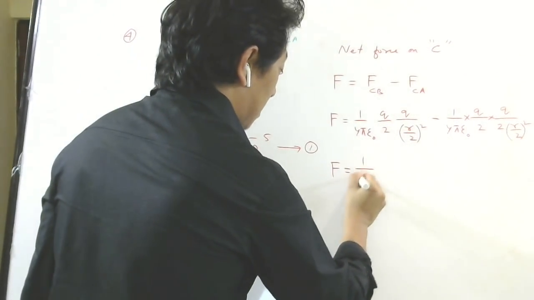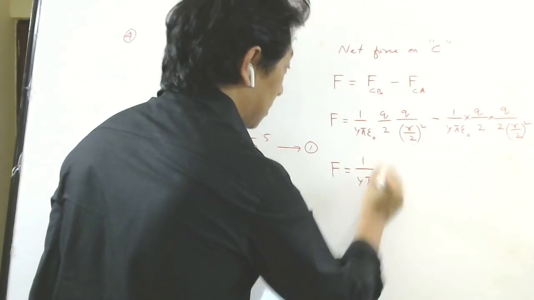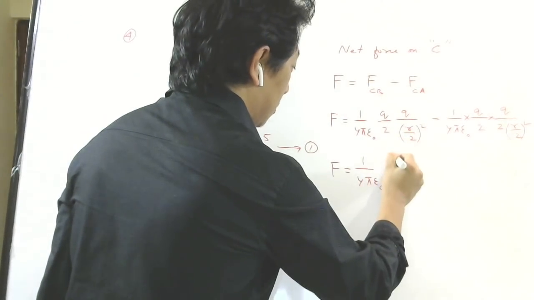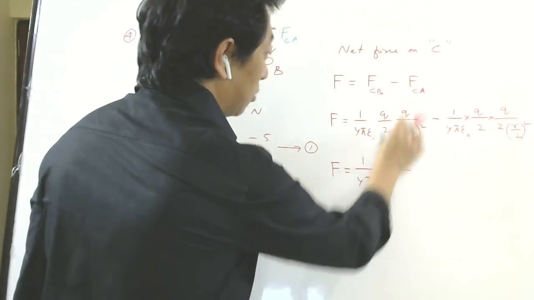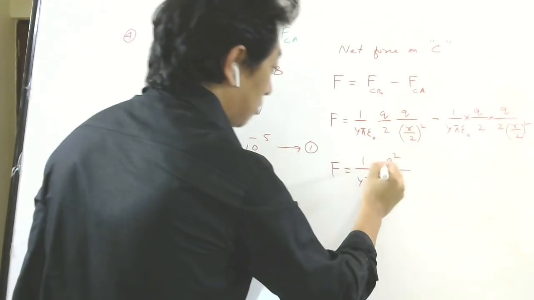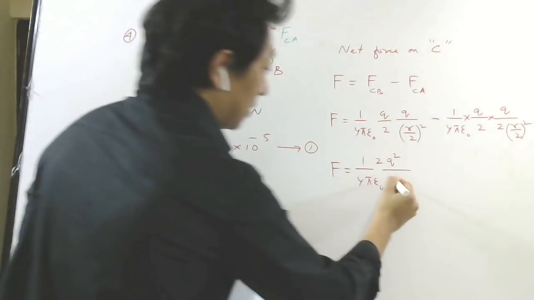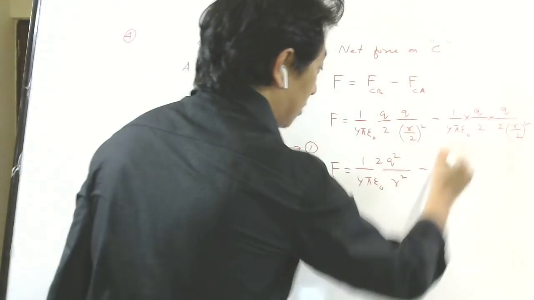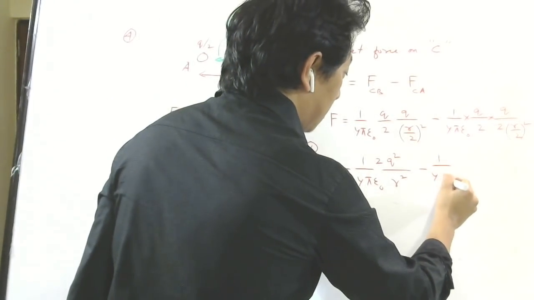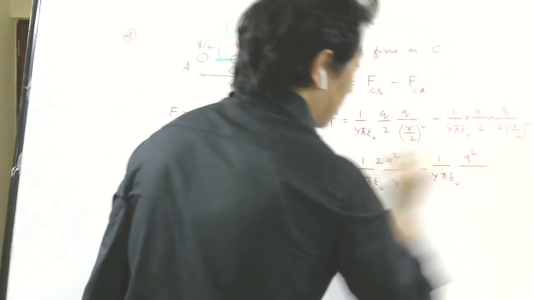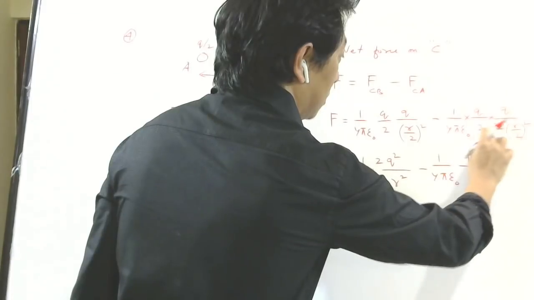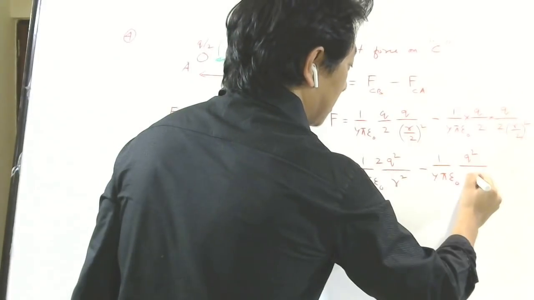So this is 1 by 4 pi epsilon naught. Q into Q will be Q square divided by, this is 1 by 4, this is 2. This 4 will go up. 4 divided by 2 will be 2 here, into R square. And here it will be 1 by 4 pi epsilon naught Q into Q, Q square divided by, this is 4, 2 into 2 is 4, 4 and 4 will cancel, R square.